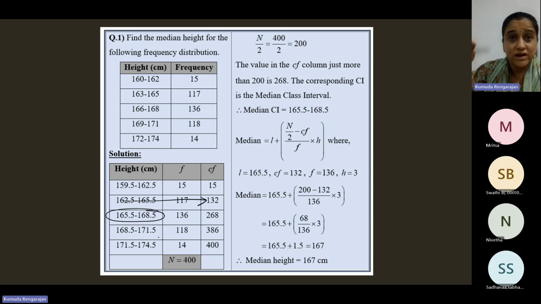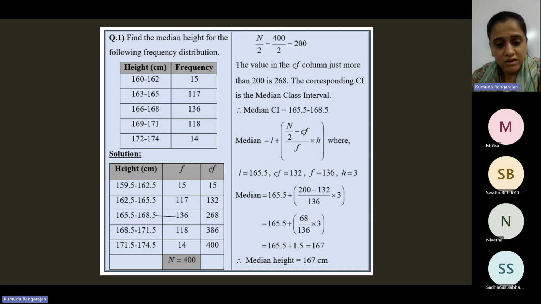It is not the CF right next to it, it is the CF above it. You have the median class interval, no? This is the median class interval. This is the CF, right? Not this. Above that. The CF just above the median class interval. Okay? All right. So that is CF.